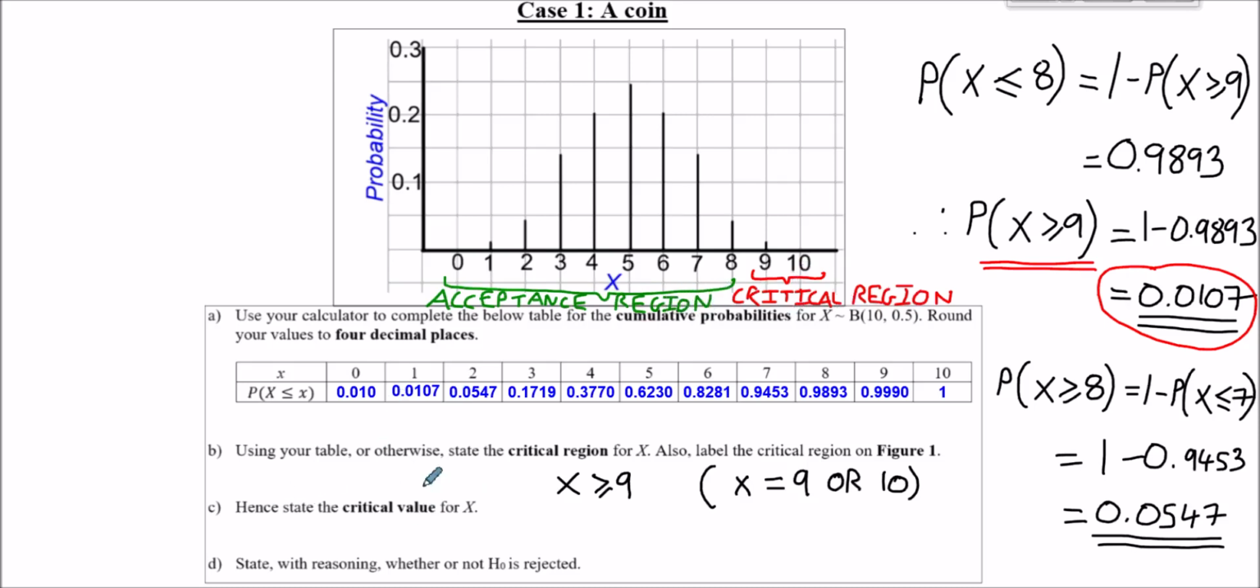The critical value for x, well, the critical value I need to explain, is the first value which would cause us to reject H0. And so it's essentially where the acceptance region ends and the critical region begins. And so the first value inside the critical region, moving away from the acceptance region, is x equal to 9. And part D, state with reasoning whether or not H0 is rejected. Well, H0 is accepted.